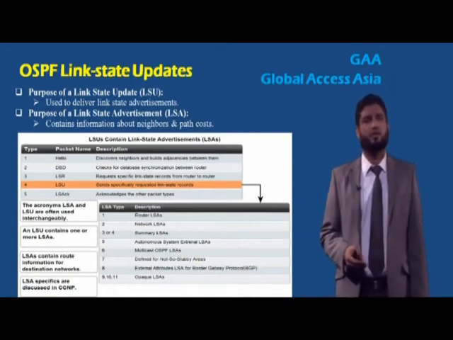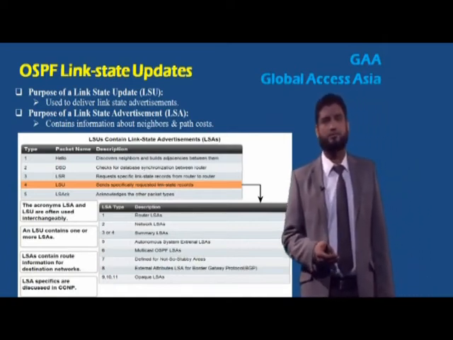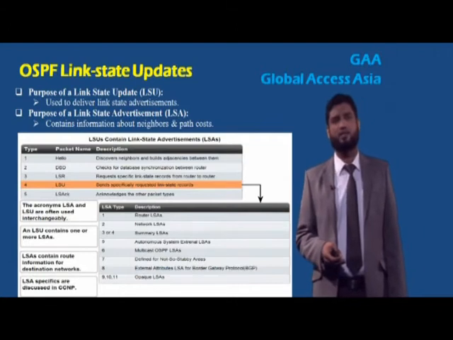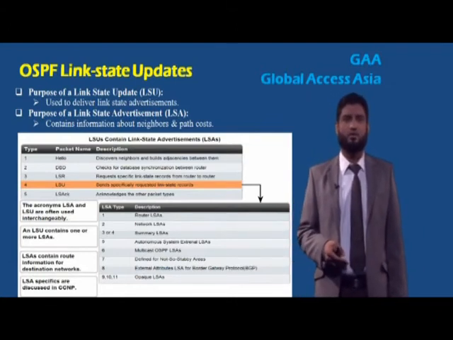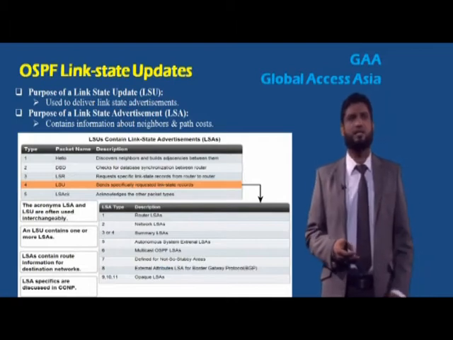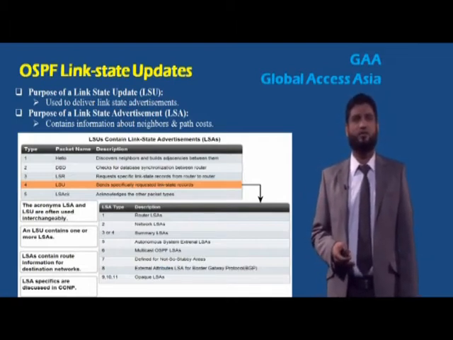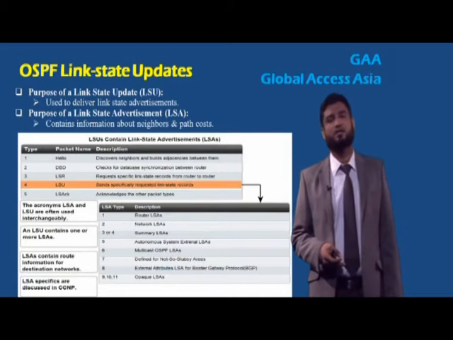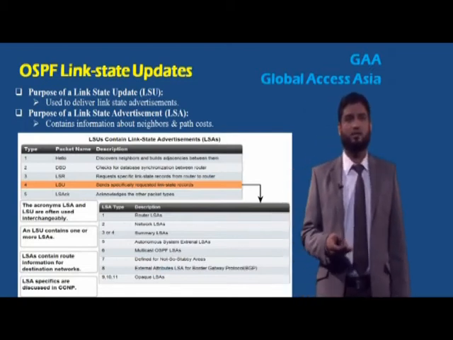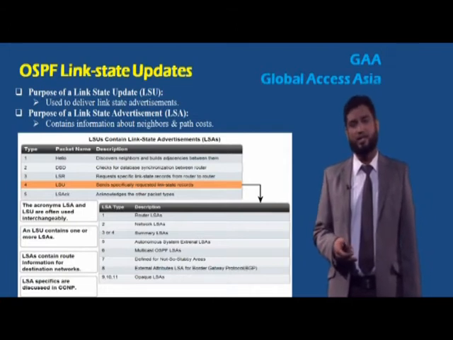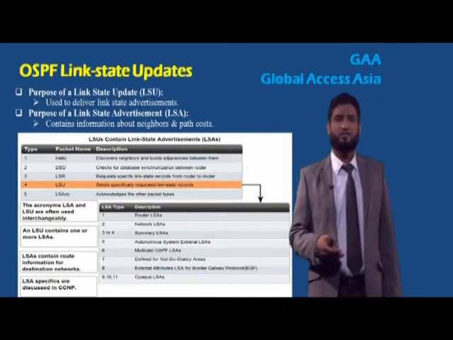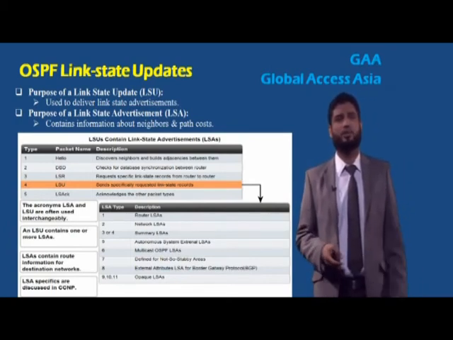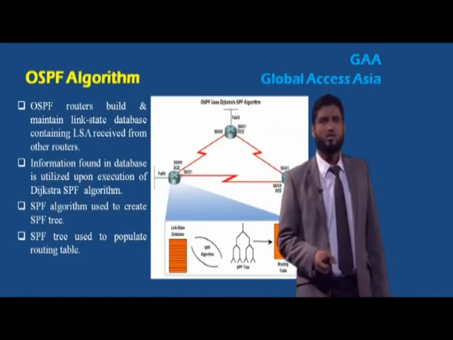OSPF link state updates. The purpose of a link state update, LSU, is to deliver link state advertisements. You can see here, a link state advertisement contains information about neighbors and path costs, and you can see the acronyms LSA and LSU are often used interchangeably, and so an LSU contains one or more LSAs. An LSA contains route information for destination networks. Also for CCNP, if you see in the figure, a lot of information will be discussed there.